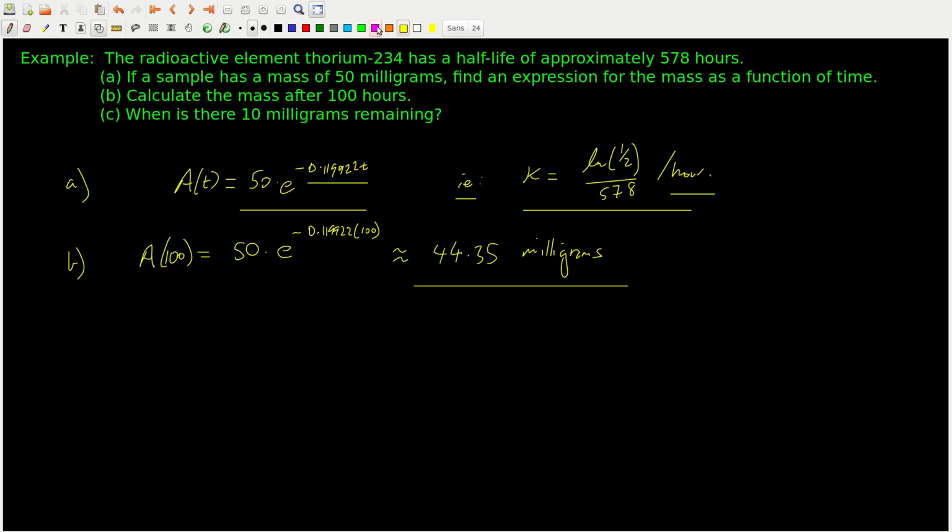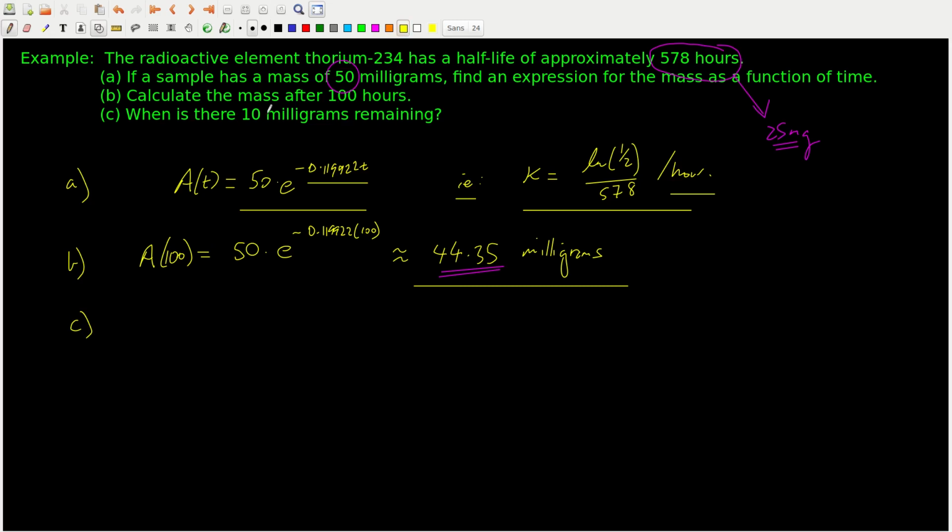We should always ask if that makes sense. Seeing as we started with 50 milligrams, and we know that the half-life is 578 hours, in other words, after 578 hours we expect there to be 25 milligrams left, then it doesn't seem unreasonable that after 100 hours we've still got 44 milligrams left. So this is reasonable. If it was less than 25 milligrams, we'd be in trouble because that's half of the starting amount, and it should take 578 hours for that amount of decay to occur.